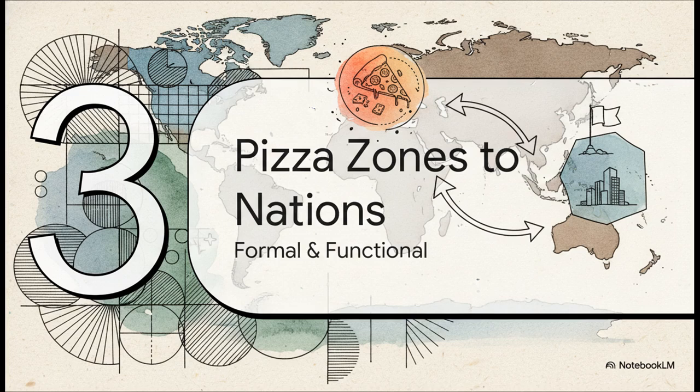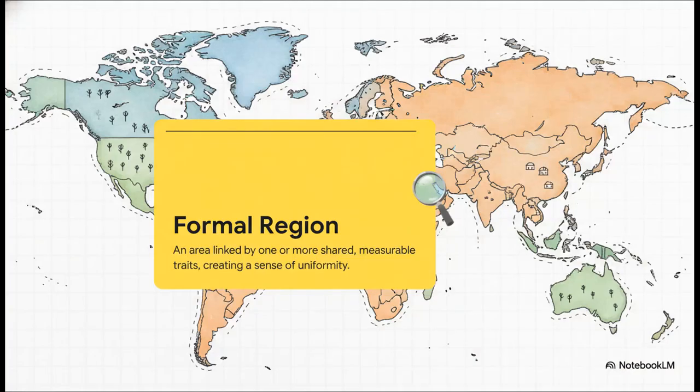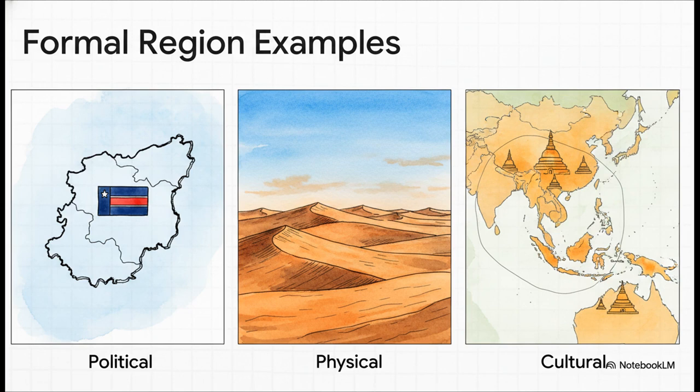We'll start with the 2 that are probably a little easier to get your head around, the most concrete and measurable types. So first up is the formal region. This is any area that's linked by one or more shared, measurable traits. The big idea here is uniformity. That trait is consistent across the whole area, and because of that, the boundaries are often pretty clear-cut. For instance, any country is a perfect formal political region. The Sahara Desert, defined by its super-arid climate, is a classic formal physical region. And any area on a map where Buddhism is the main faith, well, that forms a formal cultural region. In all these cases, the lines are relatively sharp.